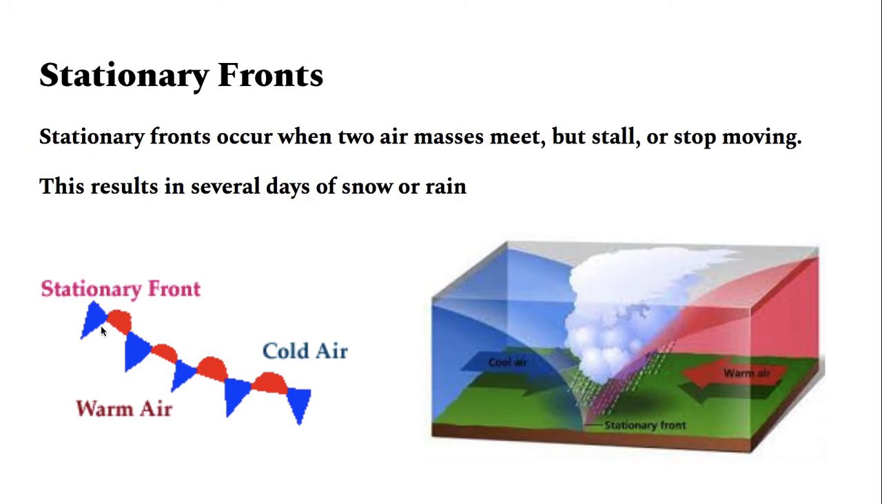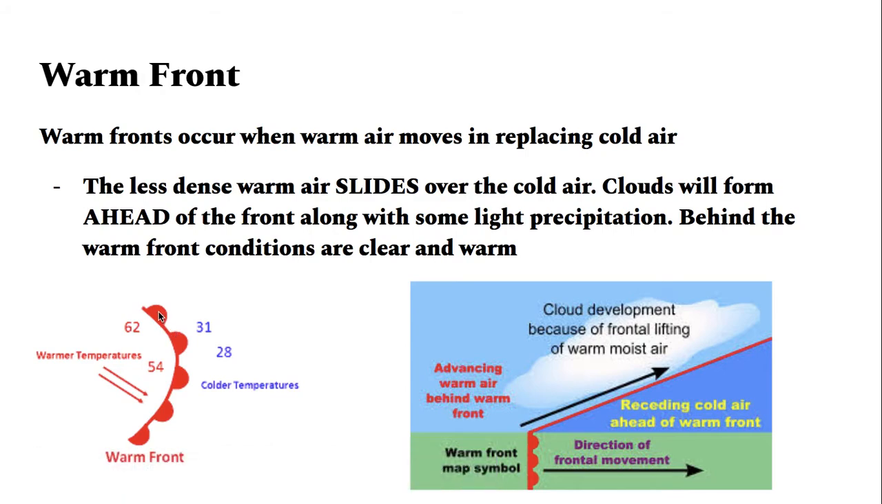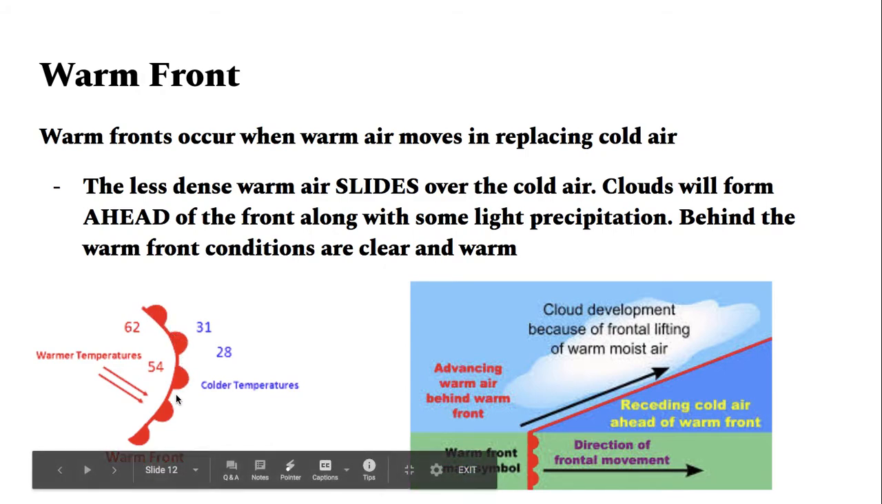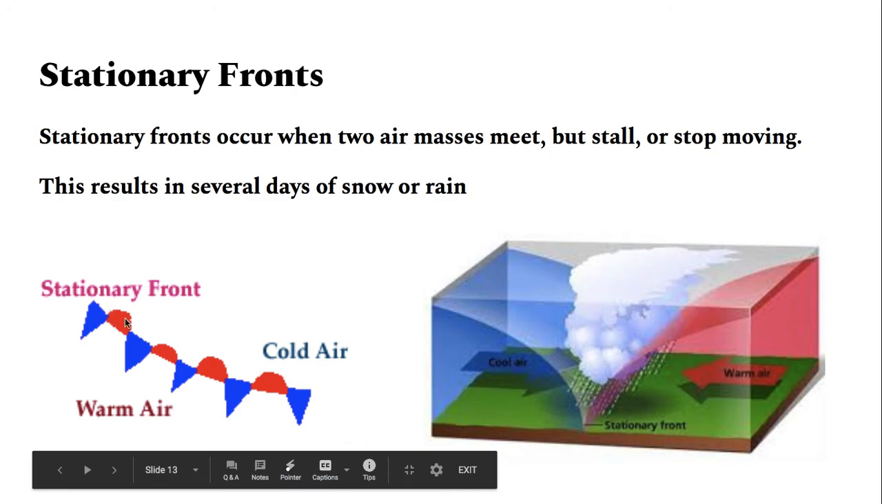This symbol, I forgot the symbol for the warm front. The symbol for the warm front is red because red means warm. And it has little sunrises. I think of these as little sunrises. And again, it shows you which way it's moving. Stationary front, you have blue icicles and warm red sunrises that are linked together like so. So a stationary front just stays for a long time.